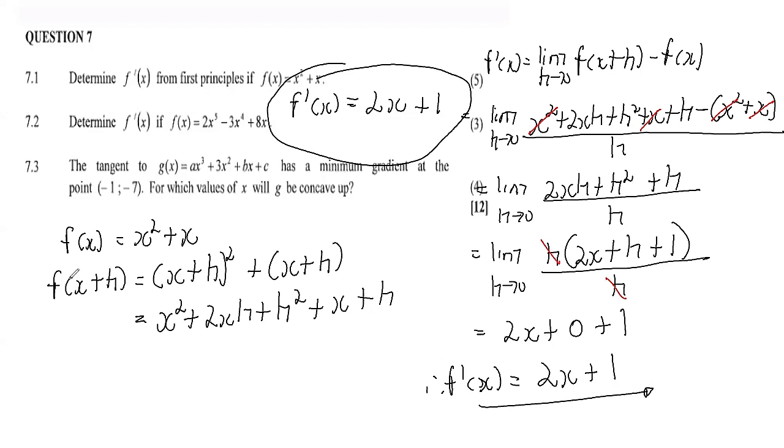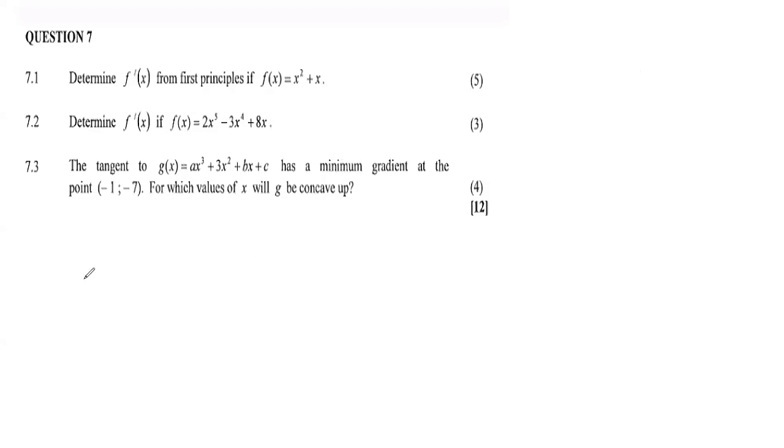So let's move to 7.2. 7.2 says determine f prime x if f of x is equals to 2x to the exponent of 5 minus 3x to the exponent of 4 plus 8x. So that one, easy peasy, is just a giveaway. All you have to do now is take the 5 multiplied by 2, that's 10. And then if you subtract 1 from the exponent, we know that we are left with 4. And then if you take the 4 multiplied by the negative 3, make sure that you also include that sign there. So that's 4 multiplied by negative 3, that's negative 12, and then x to the exponent of 3.